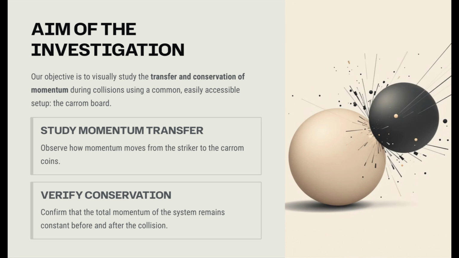The objective of our investigation is to visually study how momentum is transferred and conserved during collisions on a carom board. We will observe how the striker passes its momentum to the coins and verify that the total momentum of the system remains constant before and after each collision.